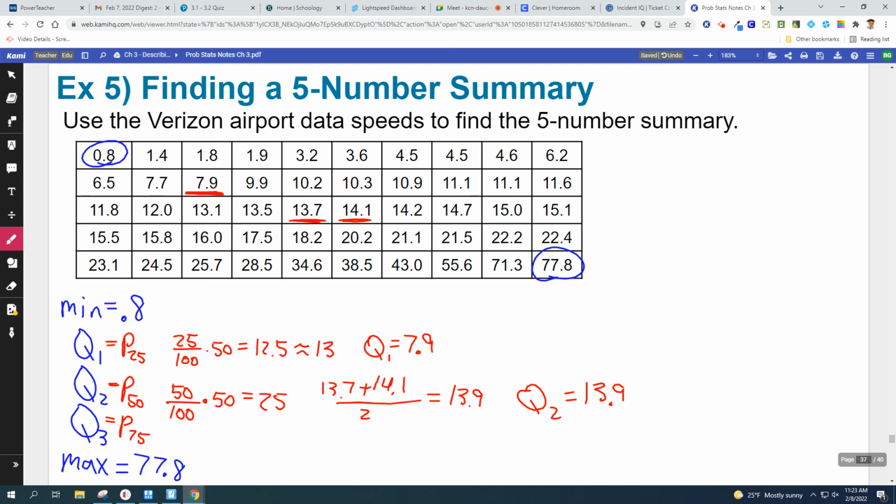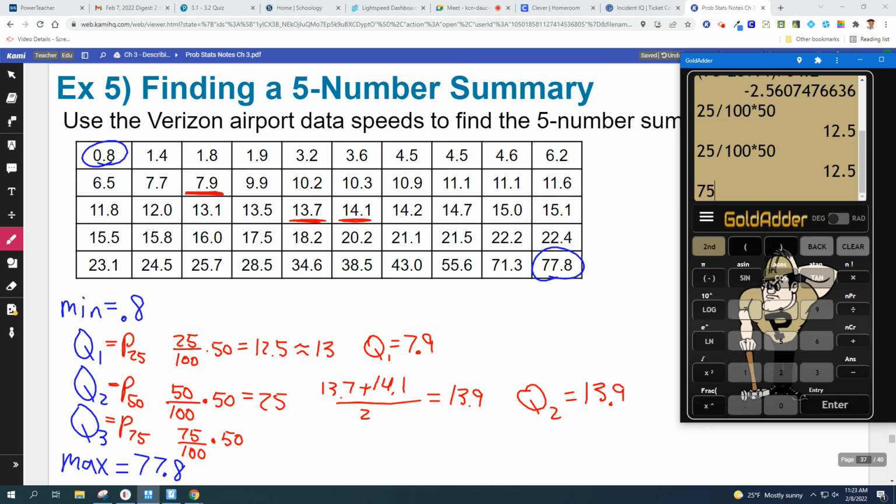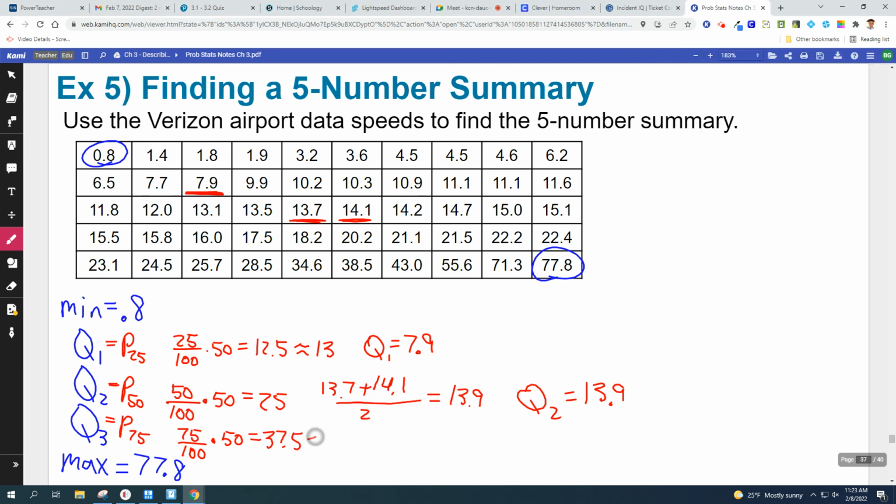And then the next one, P75. You're going to take the locator, 75 over 100 times 50, which is the number of numbers. It's 37.5, which we're going to round up to 38. It's going to be the 38th number. That's 31, 2, 3, 4, 5, 6, 7, 8. That's your 38th number right there, 21.5. So Q3 equals 21.5. So we've got our 5 numbers, hence we've got our 5-number summary.